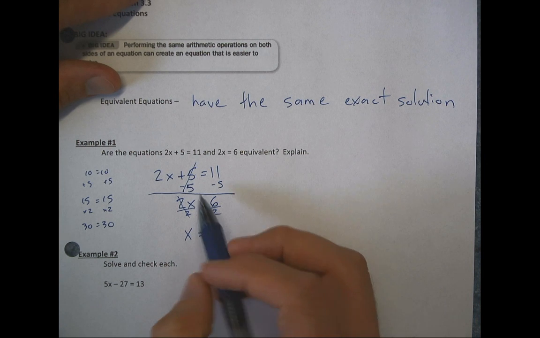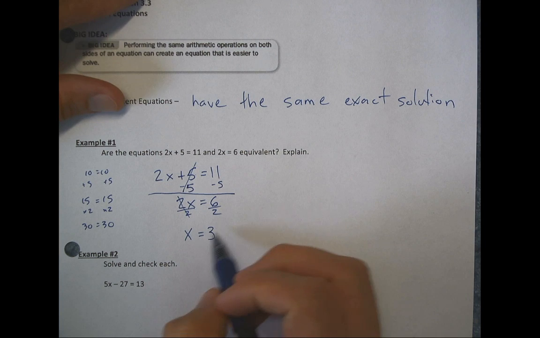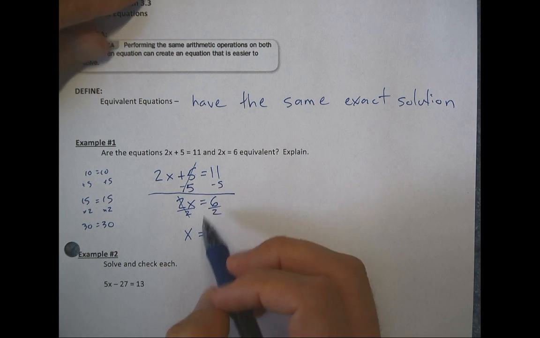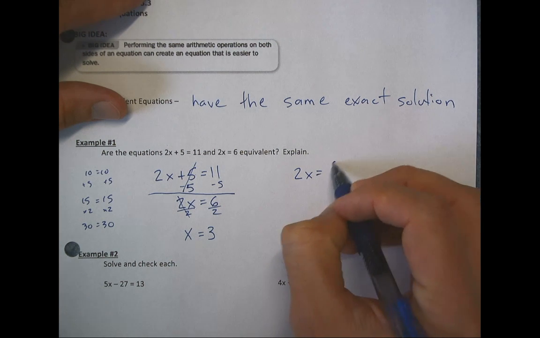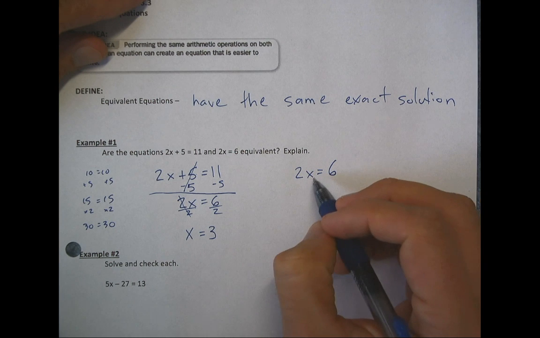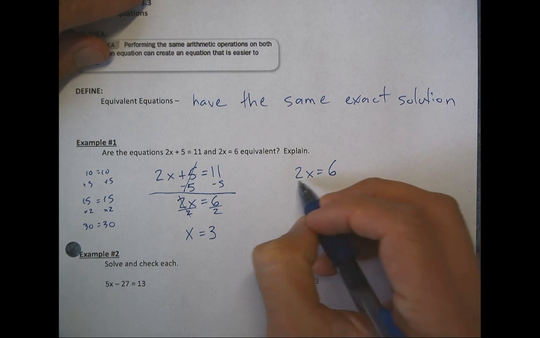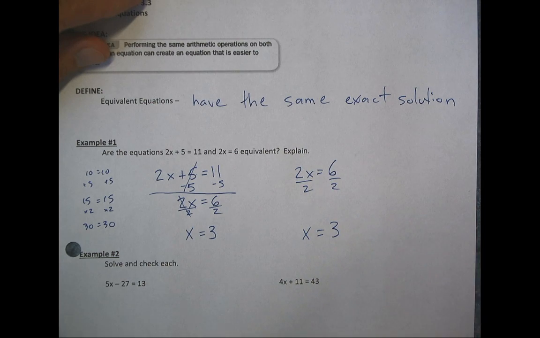Now you could go back and check it, plug it in. 2 times 3 is 6, plus 5 is 11. That's what we want. All right, so this equation has an answer of 3. Let's go ahead and check this one. And if you notice, it looks very similar to what we ended up with halfway through the other one. So again, we're trying to get x by itself. We're dividing by 2 in this case again. And x equals 3.